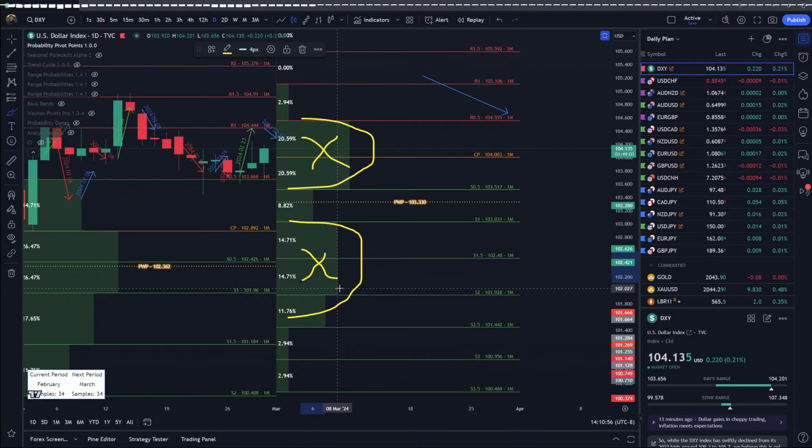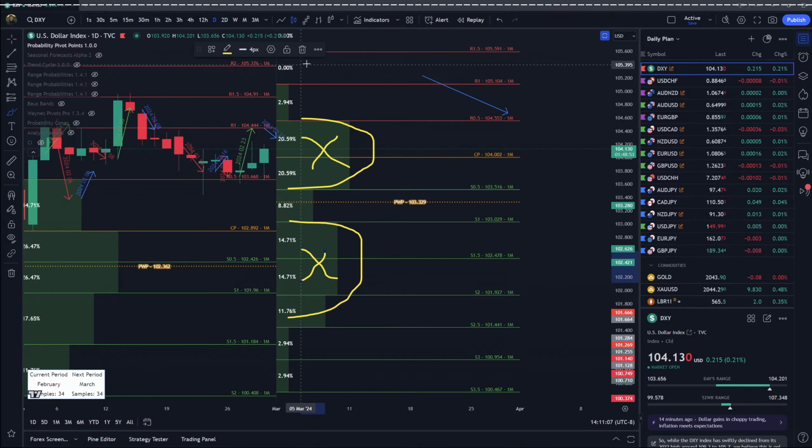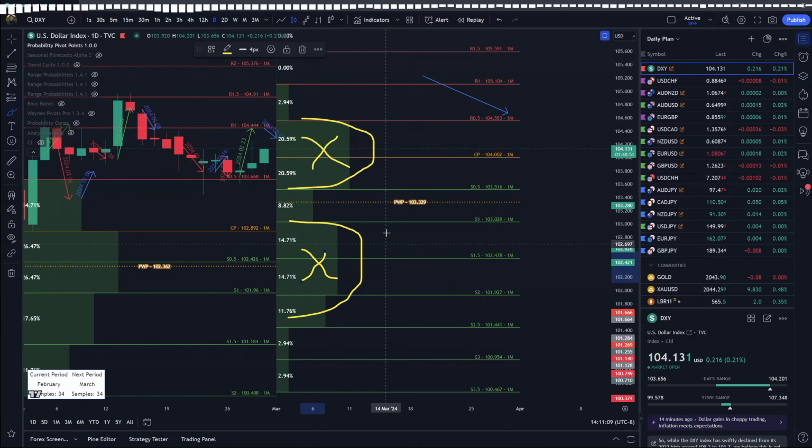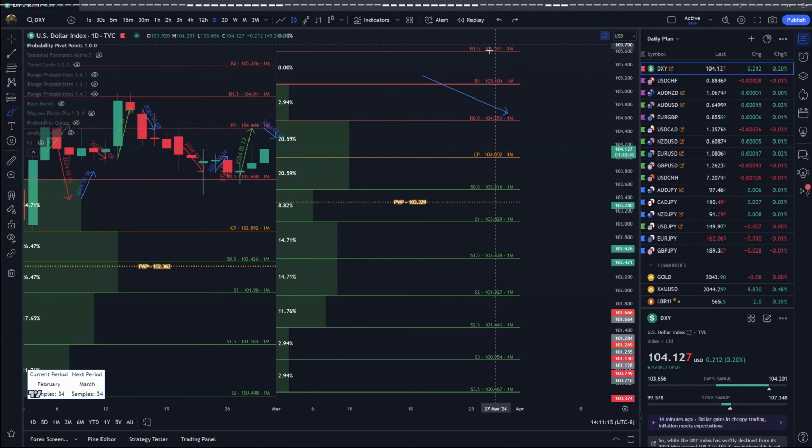So if we were thinking that the DXY was going to go lower on the month, this is where I'd expect the low to come in. That would actually be pretty nice. That'd be like a 200-point move lower. That'd be quite risk on, frankly.